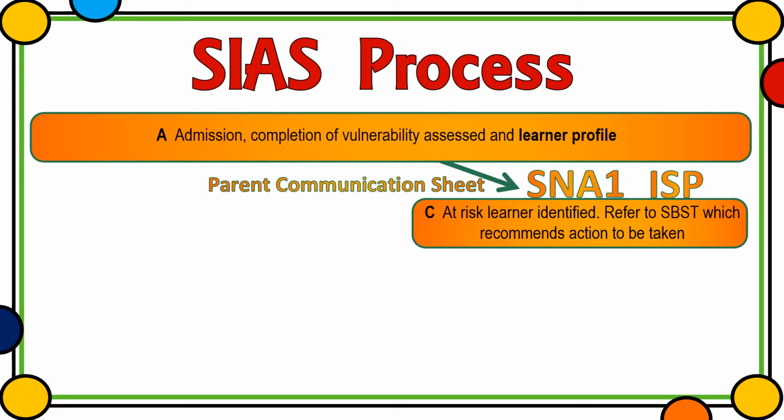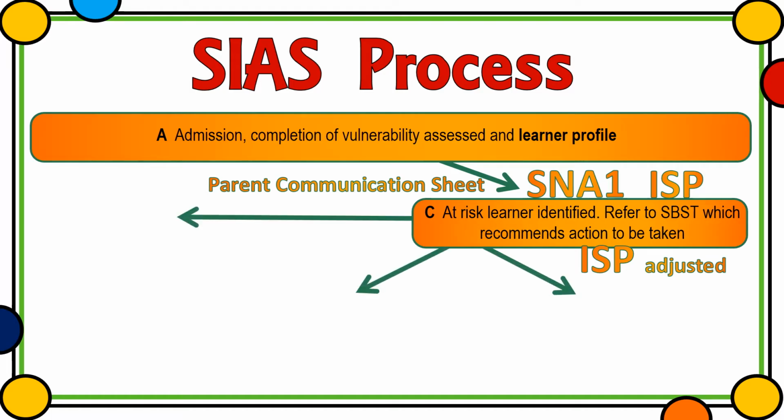When, however, these strategies do not pan out, they're not successful, we can then refer the learner to the SPST, which is the school-based support team. When we refer the learner to the SPST, the ISP, individual support plan, is adjusted. Now, it can happen that together with the SPST, we do not know how to proceed. Then we may refer the learner to the DBST, which is the district-based support team.